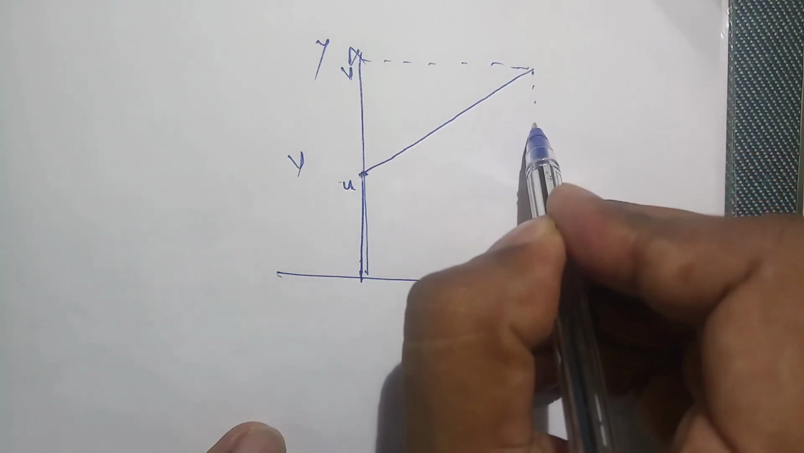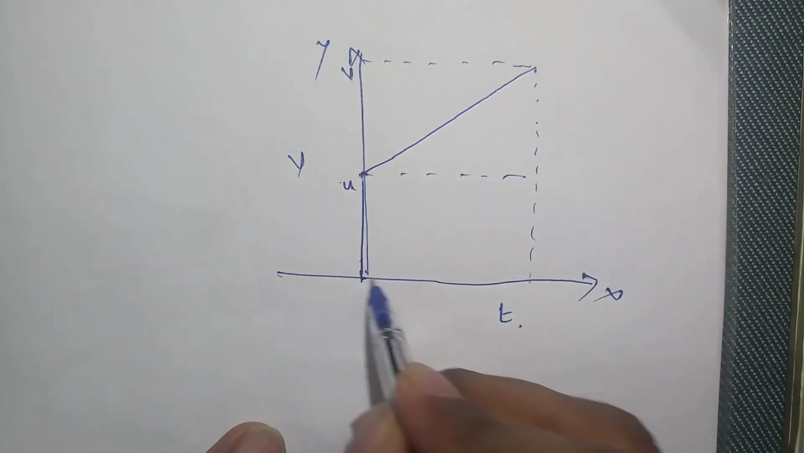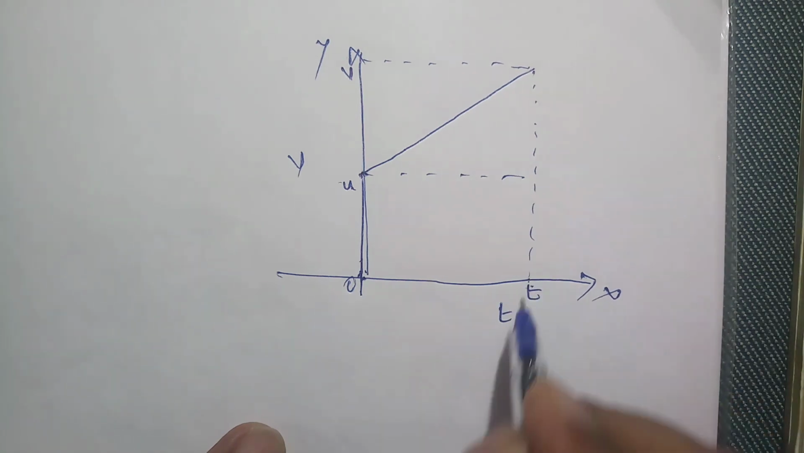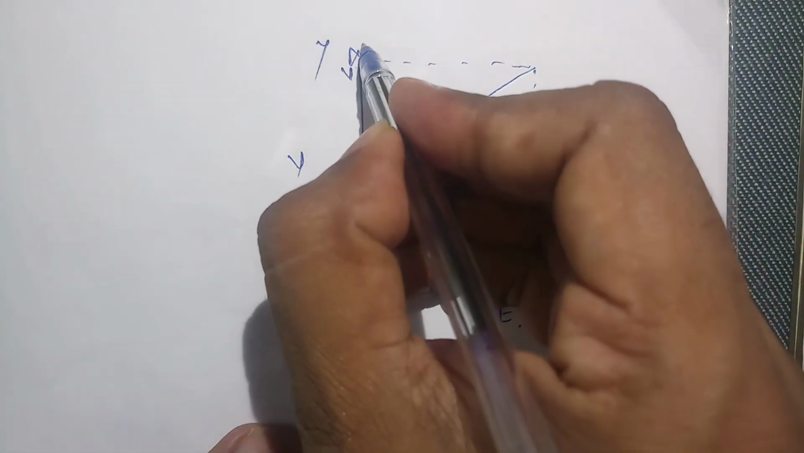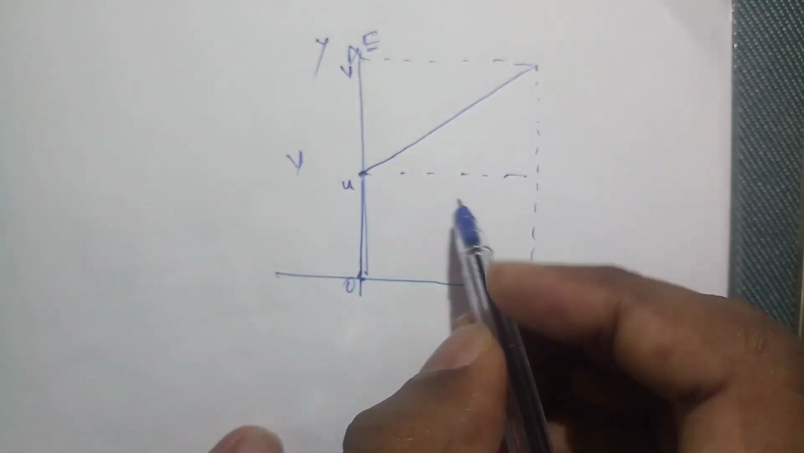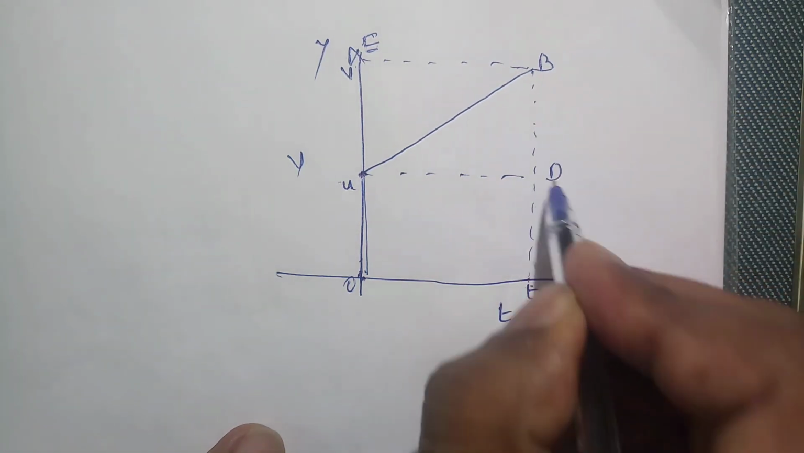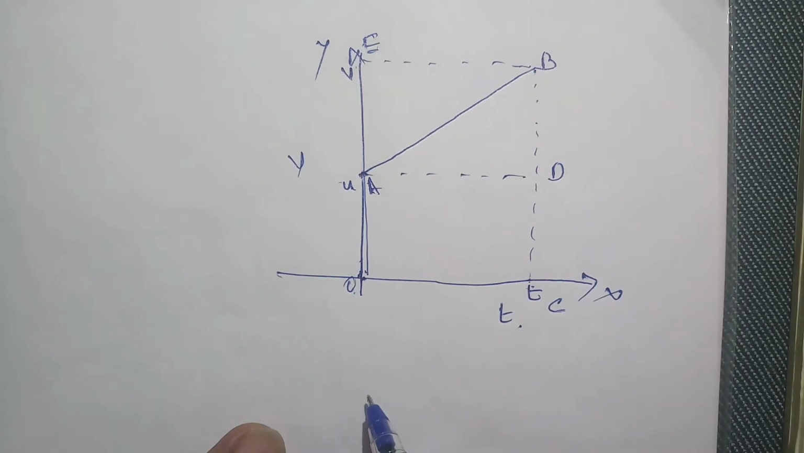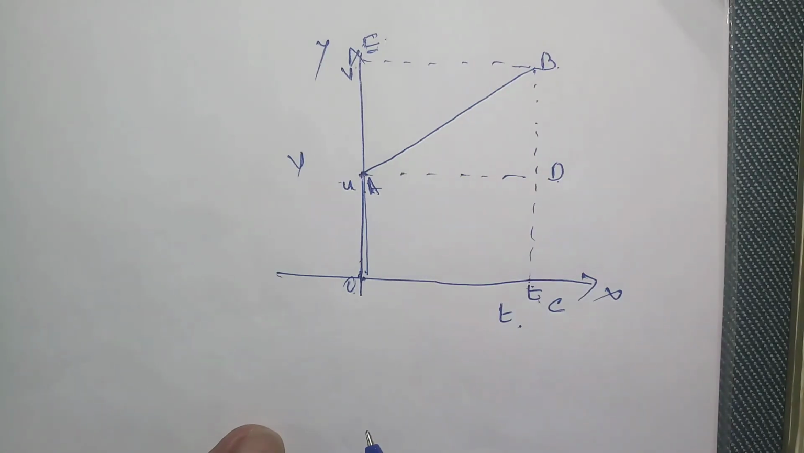Now we'll draw some dotted lines here. From 0 to a time t it is taking time for increasing velocity from u to this v. So here I will mark all these points. Let this one be E, this is B, this is D, this is C, this point is A, and this is O. So we have A here, B here, C, D, E. So this is our graph.